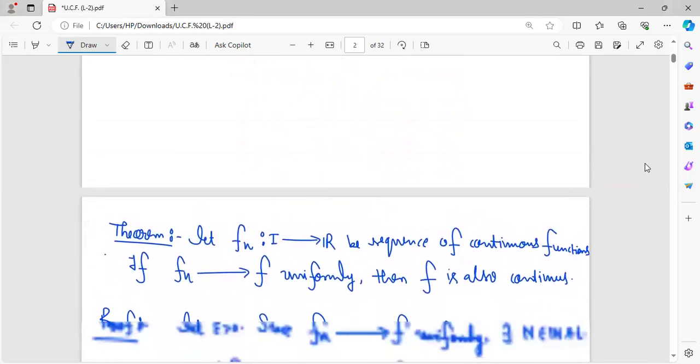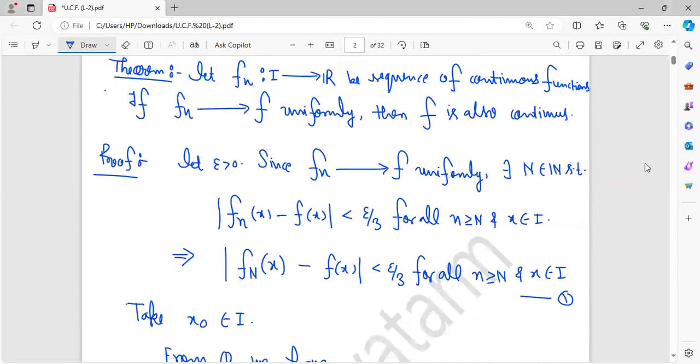So the result is this theorem. Let Fn be a sequence of functions defined on an interval I to R, a sequence of continuous functions. If each function in the sequence is continuous, it means each Fn is continuous, and if Fn converges to F uniformly, then F is also continuous. It means the uniform limit of continuous functions is also continuous. If each Fn is continuous and Fn converges to F uniformly, then F is also continuous. So let's see its proof.